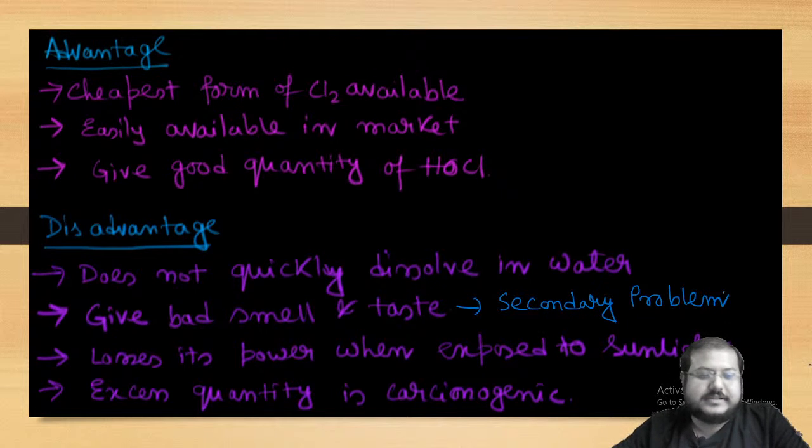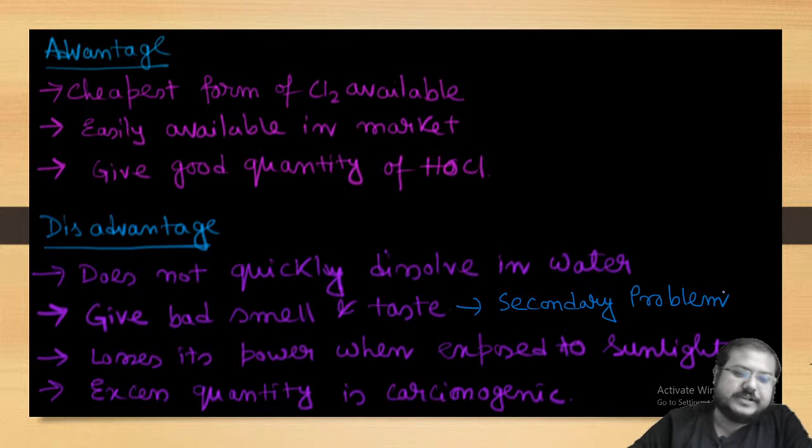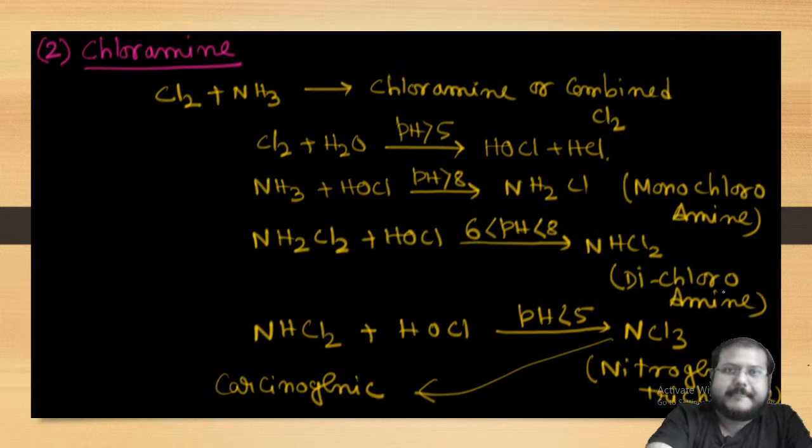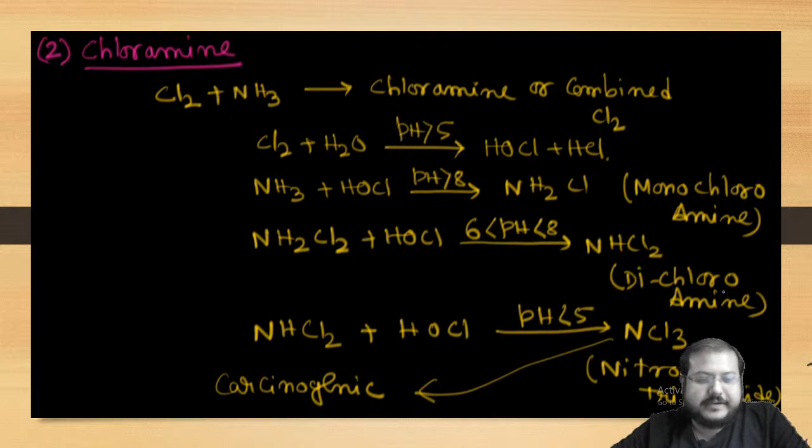So the advantage is that it is the cheapest form of chlorine available, easily available in the market, and gives a good quantity of HOCl. But the disadvantages are that it does not quickly dissolve in the water, gives bad smell and taste, which is called a secondary problem, loses its power when exposed to sunlight, and the excess quantity is carcinogenic in nature. Then you go for chloramine.